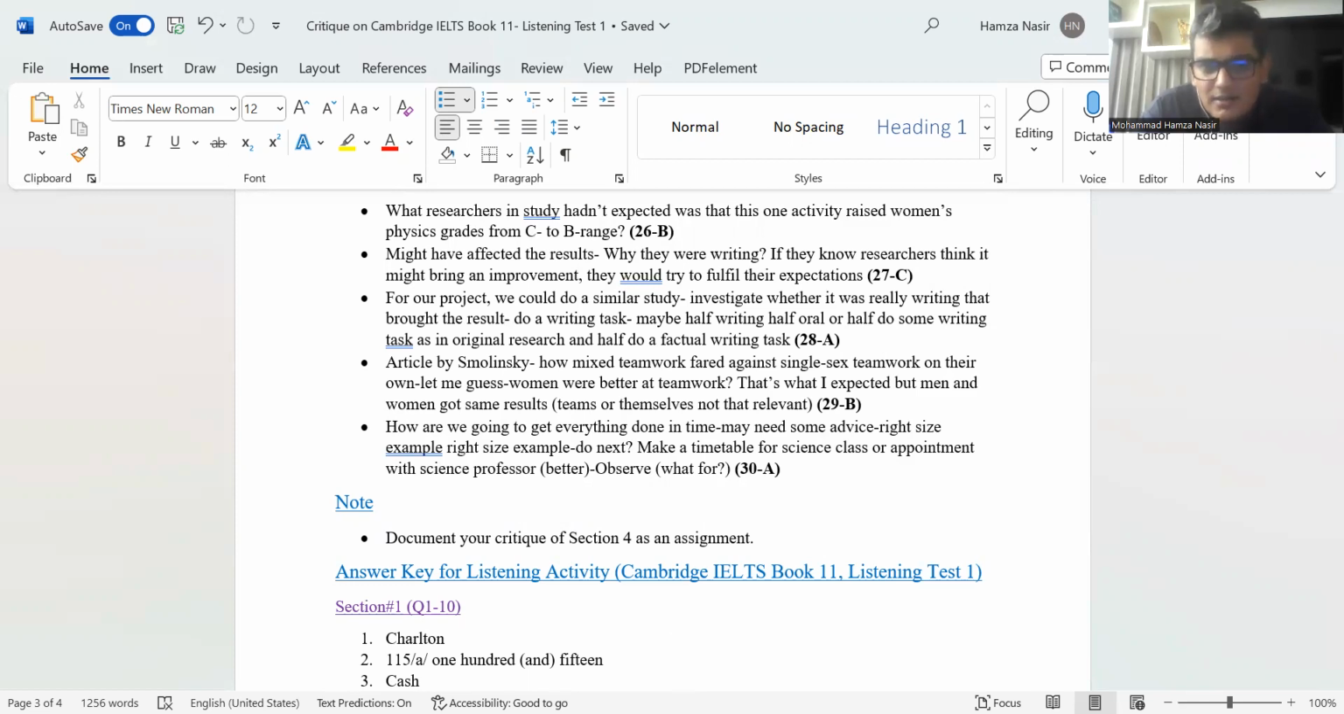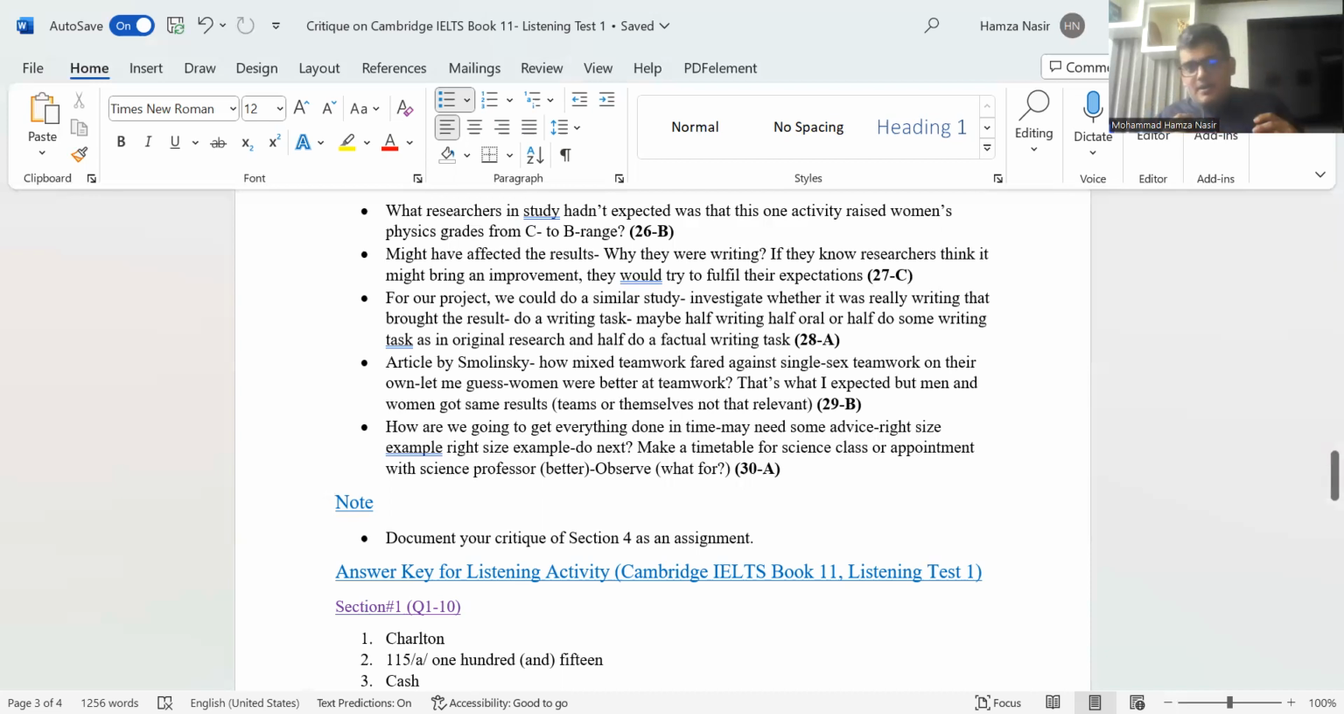So the answers are clearly being changed. Okay. So initially they were thinking that they were simply going to be doing half writing task along with half oral task, okay, as in the original research. Okay, so you'd be tempted to think that the answer for 20 is going to be B, but wait for it, okay? Then they change the answer.